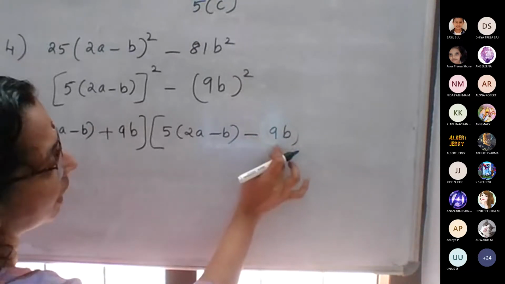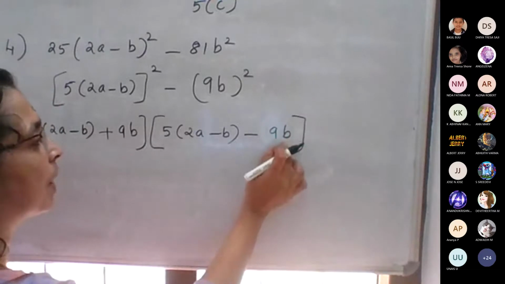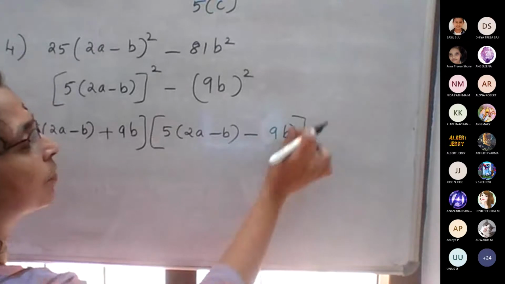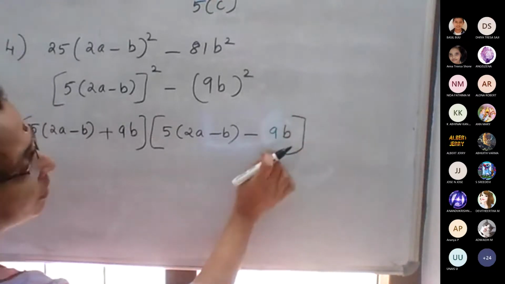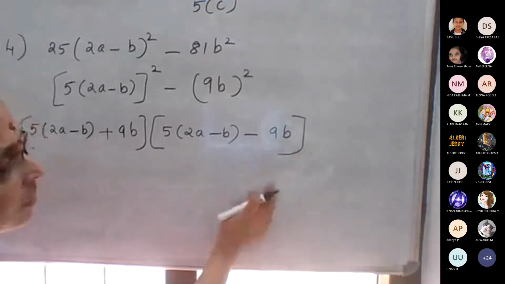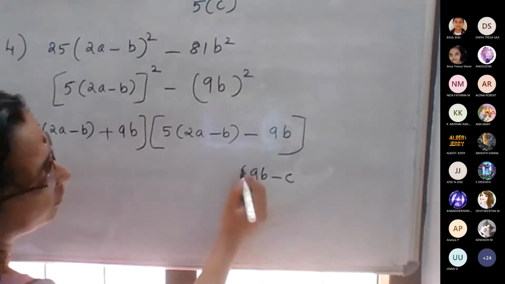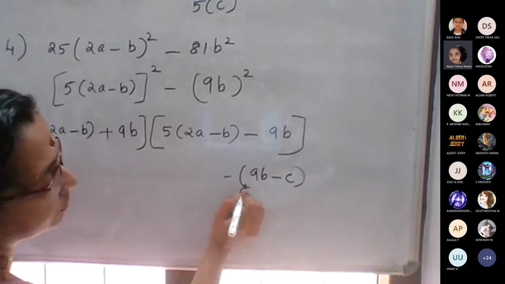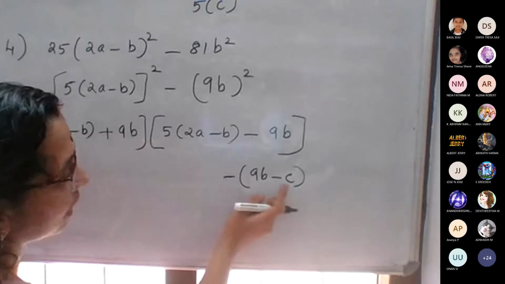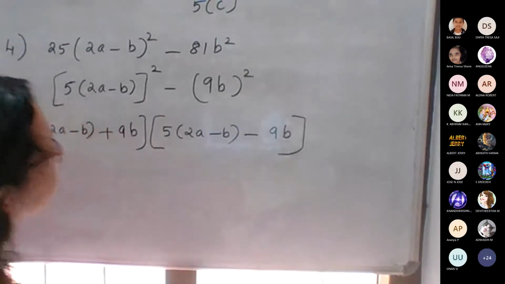Why are we not writing bracket here? Sometimes only we are writing bracket. Since it contains only one term, no need of bracket. 9b is enough. Suppose if it is 9b minus c, what do we have to do? We have to put the bracket, since it has two terms. That means this negative is common for both 9b and c. That's why we are placing the bracket there.